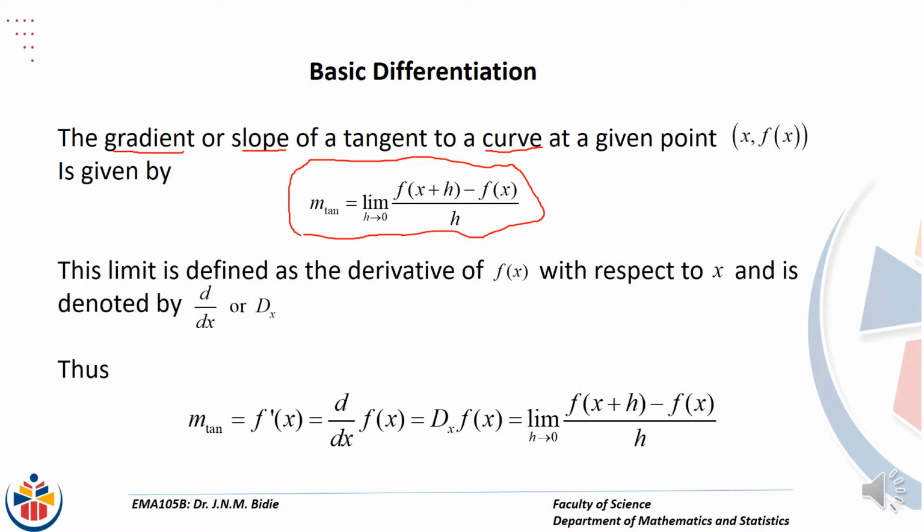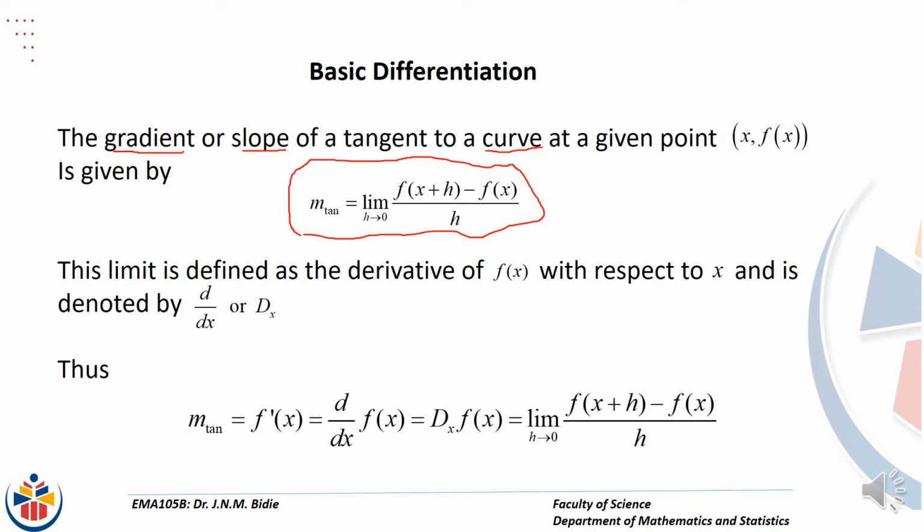Once again, this definition is a definition of the derivative of f of x, which is also the slope or the gradient of the curve, as well as the slope and the gradient of the tangent at that particular point of contact between the curve and the tangent.